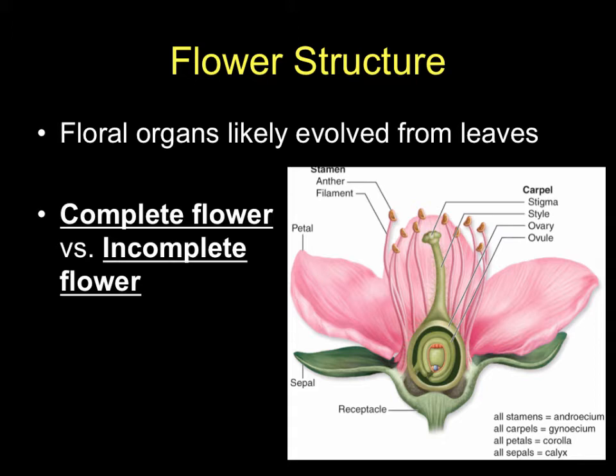And different species vary. Different species will produce complete versus incomplete. Some species might also produce perfect versus imperfect. Perfect flowers are those that have both male and female parts. So in other words, they would have both the stamen and the carpel. Whereas imperfect flowers are either male or female. So in other words, they would have either a stamen or a carpel, but they would not have both.